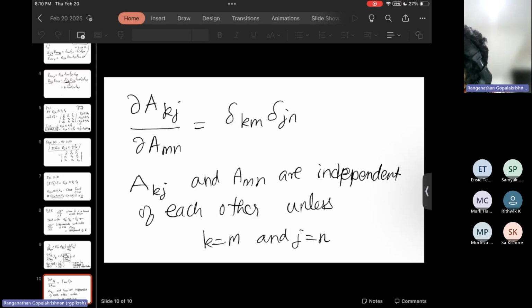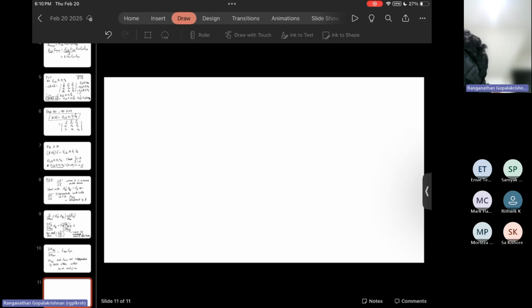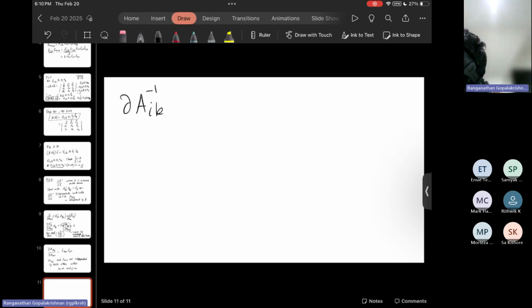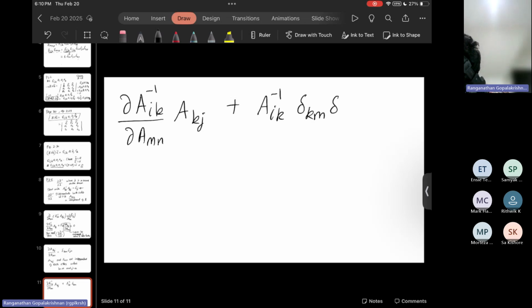Okay, so now I'm going to write the partial derivative of A_IK inverse with respect to A_MN multiplied by A_KJ, plus A_IK inverse multiplied by delta KM delta JN, equal to 0. So I have to set K equal to M, right? That's the idea of the delta function. So this is A_IM inverse delta JN, and this is equal to 0.